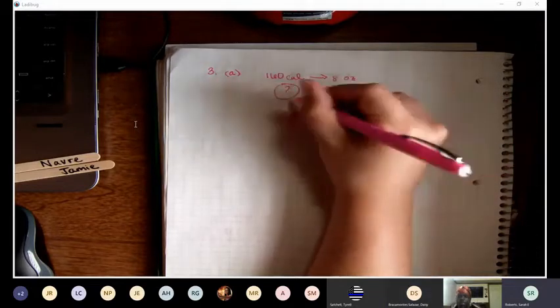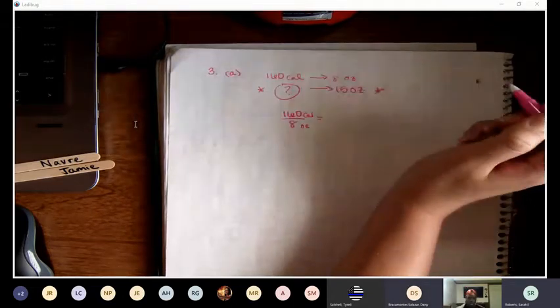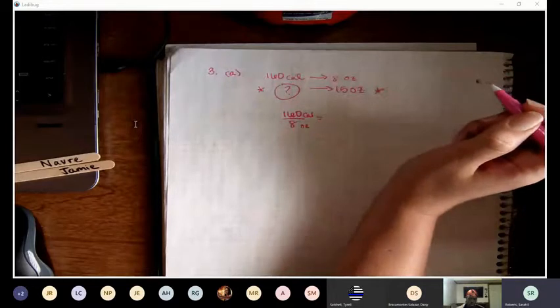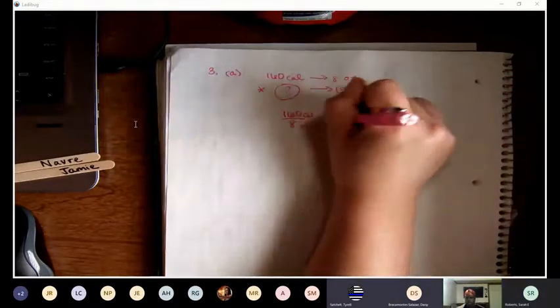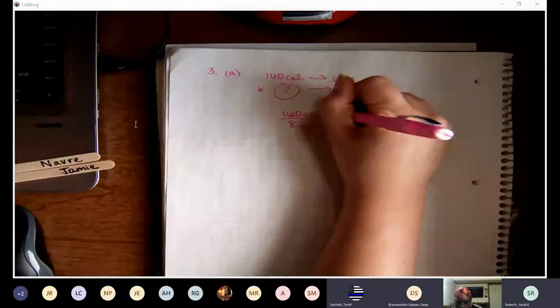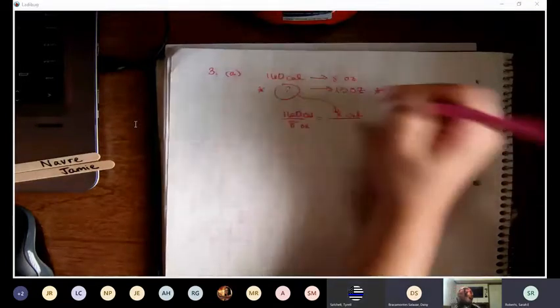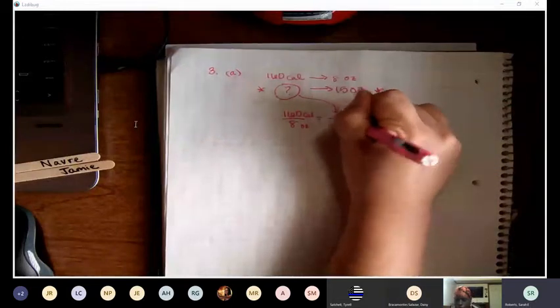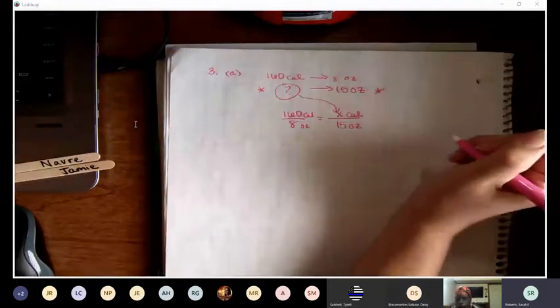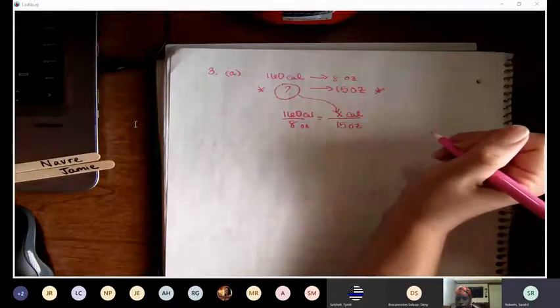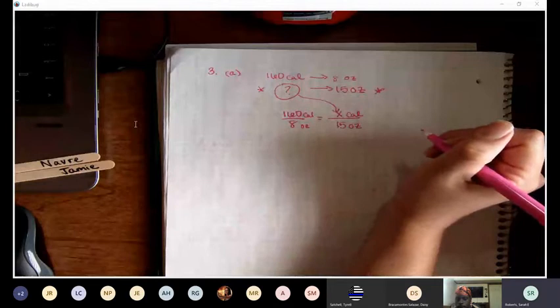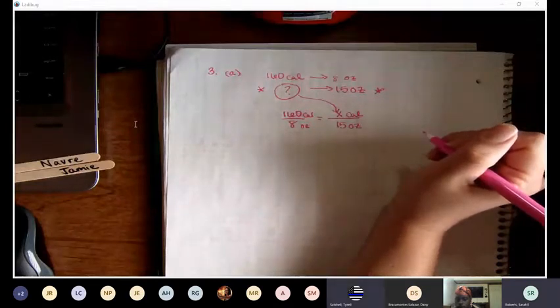What's missing in this bottom thing right here? The ounces or the calories? The calories. Yeah. So we'll call this X calories. Okay, that's what this is. And then we'll put 15 ounces on the bottom. And we can set up a proportion. Does everybody see how that worked? Yes. What questions do you guys have about that?